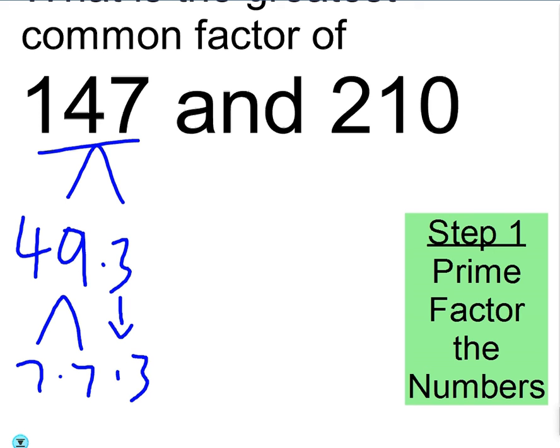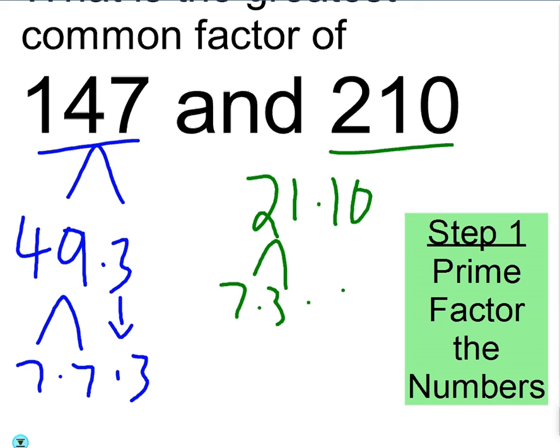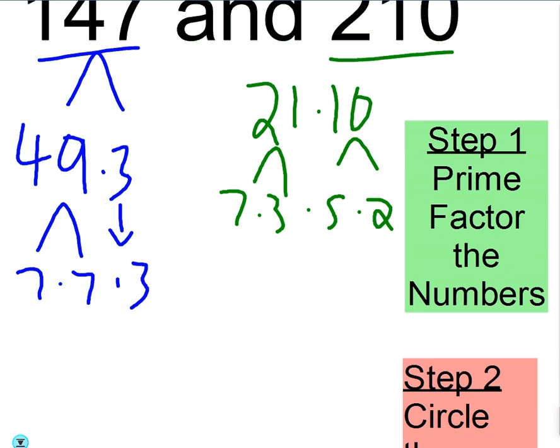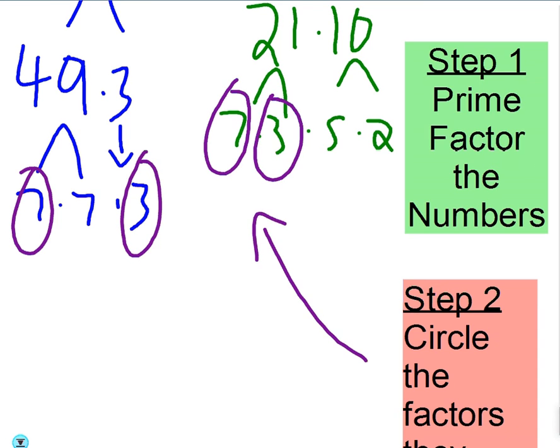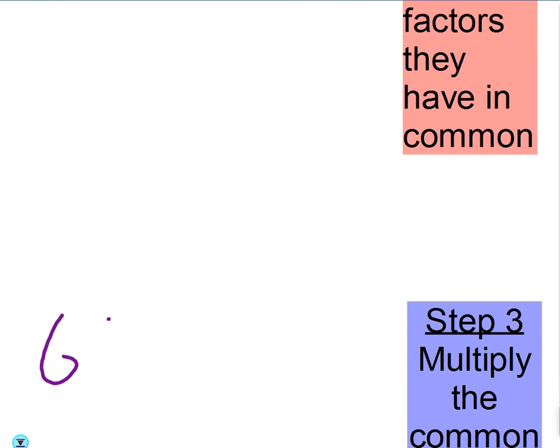How about the 210? Bunch, right? 105 and 2. Okay. Can we get closer than that? 10 and 21? How about that? Okay, that breaks down to 7 times 3 times 5 times 2. Now, we can circle the common factors, which would be what? 7. And what else? 3. And that's it.